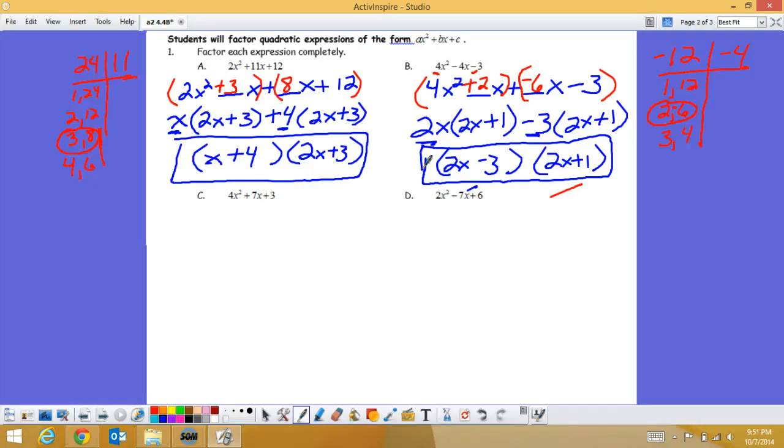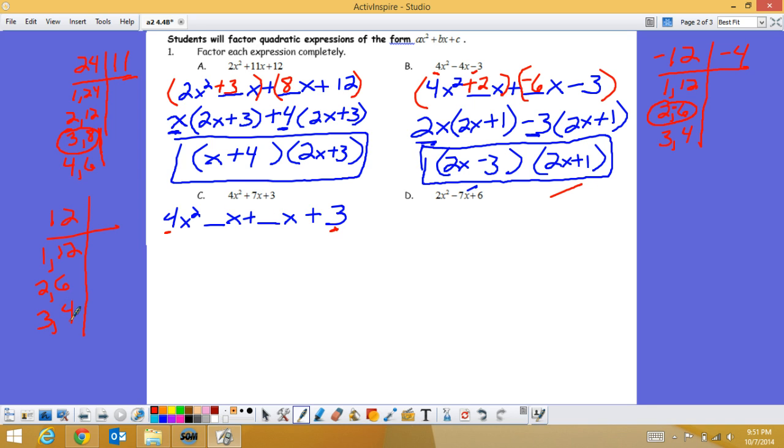Now for the next one, once again we start by splitting up that middle term. Okay. And again, what will go into those two blanks, their product is going to be the same as the product of 4 and 3, which is 12. So all the numbers that multiply to 12 are 1 and 12, 2 and 6, and 3 and 4.